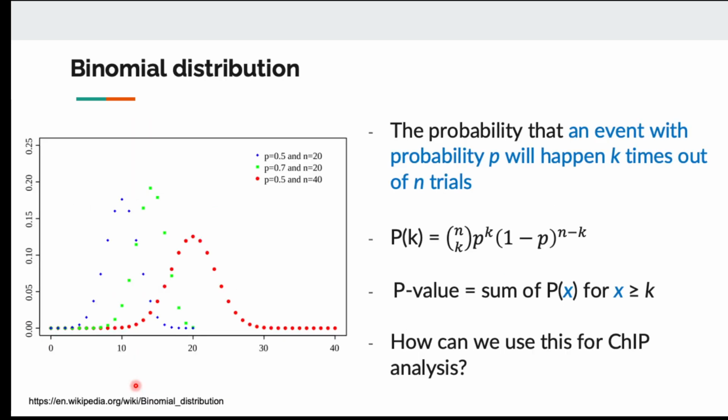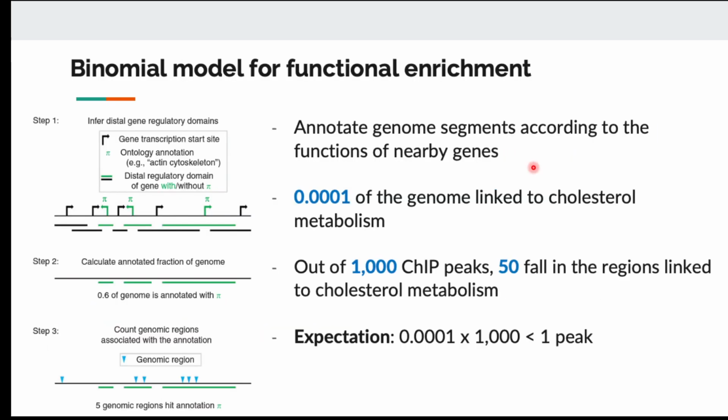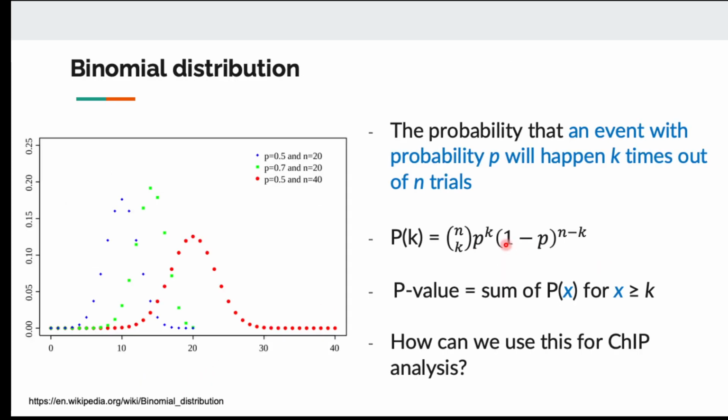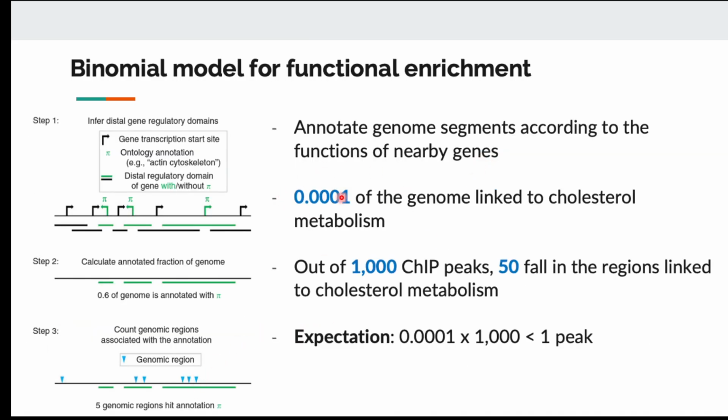So what's your parameter in the binomial distribution? You are throwing 1,000 darts, 1,000 ChIP-seq peaks, and you see 50 of them falling inside the green region. So this is your event, falling inside the green region. It happened 50 times out of 1,000. Then what's the probability that you will throw a ChIP-seq peak onto the genome and hit the green region? It's this fraction.